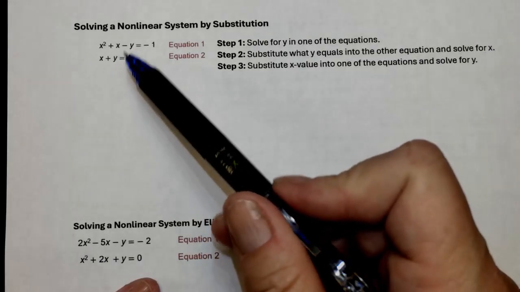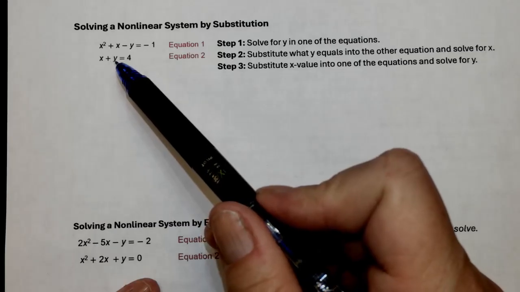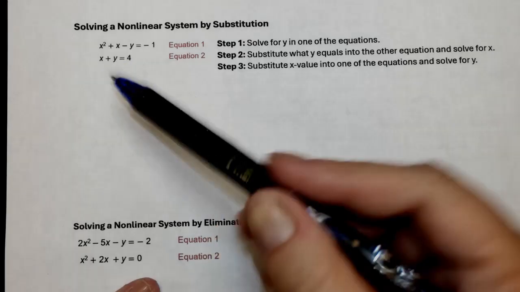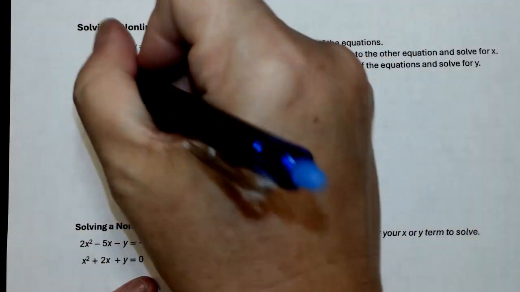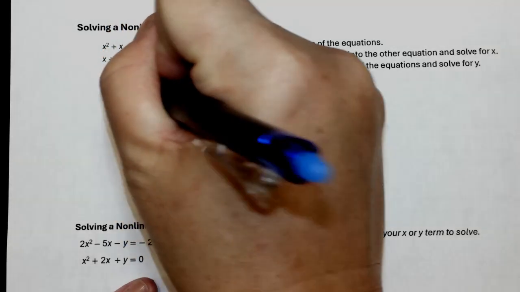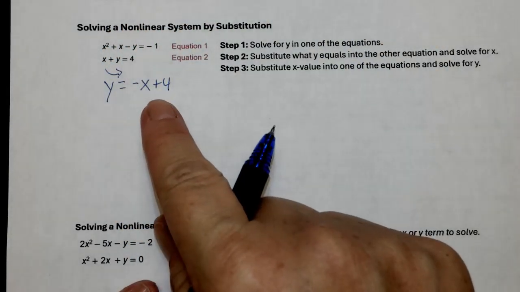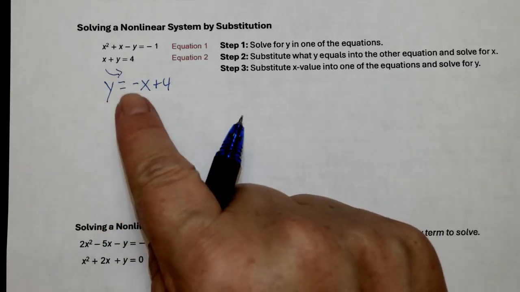So I'm looking at these. This one looks the easiest and it's linear, to rewrite it for y. So how do I rewrite it? I can move the x to the other side, so it would be subtracted, so I could have y equals -x plus 4. Why did I write it like this? Because it's just a habit to be in slope-intercept form. All right, so we have this equal to y.